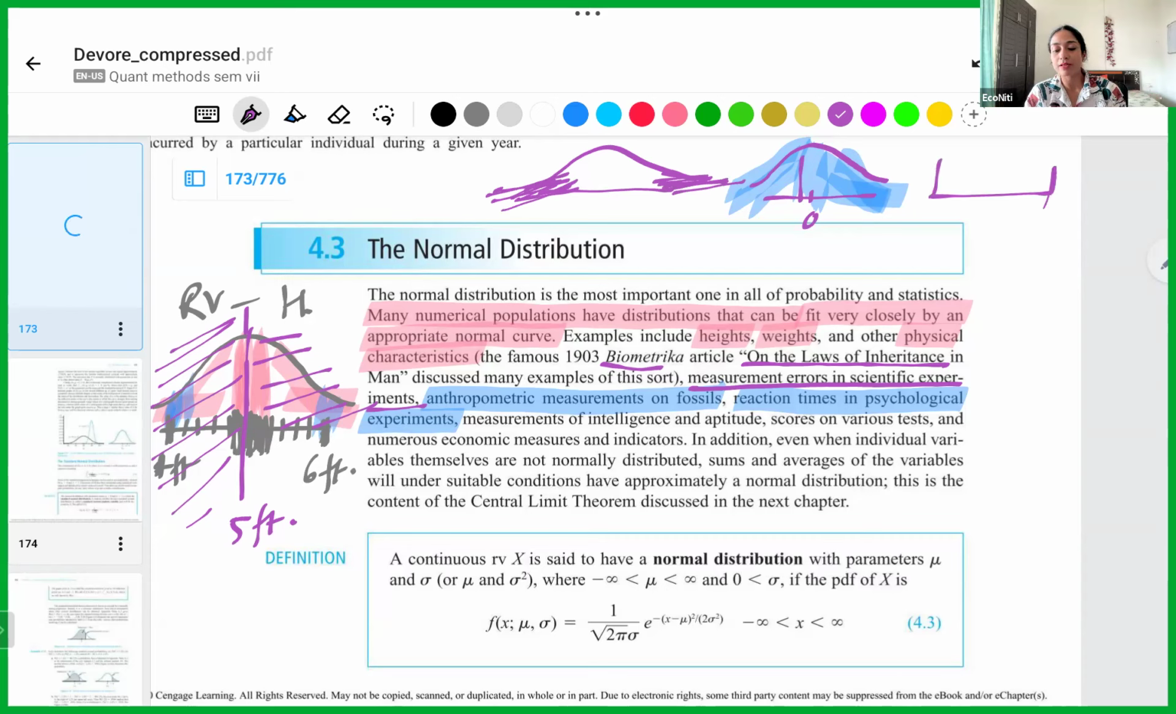This is very different from the kind of thing that is suppose uniform distribution. Uniform distribution says that हर interval का probability same है. But this is not saying that. Concentrated towards the mean, thinner and thinner on the tails. Okay. What else? Measurements of intelligence and aptitude.